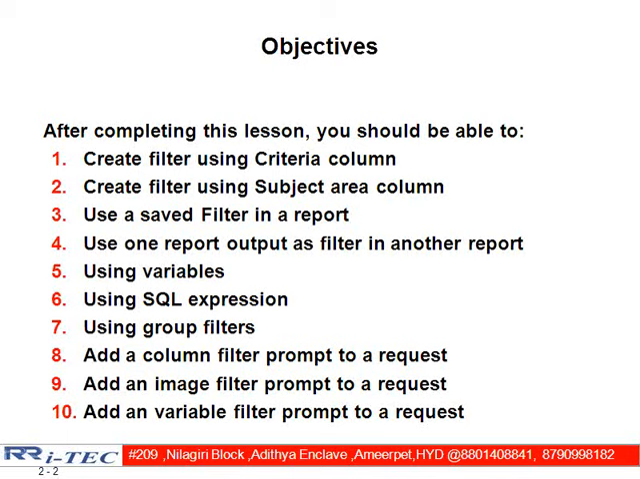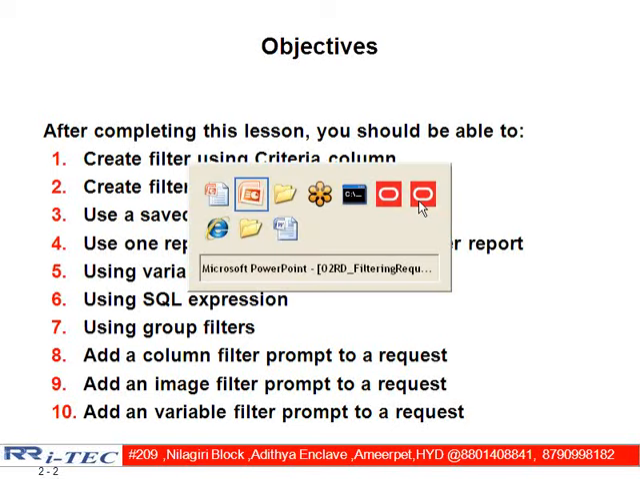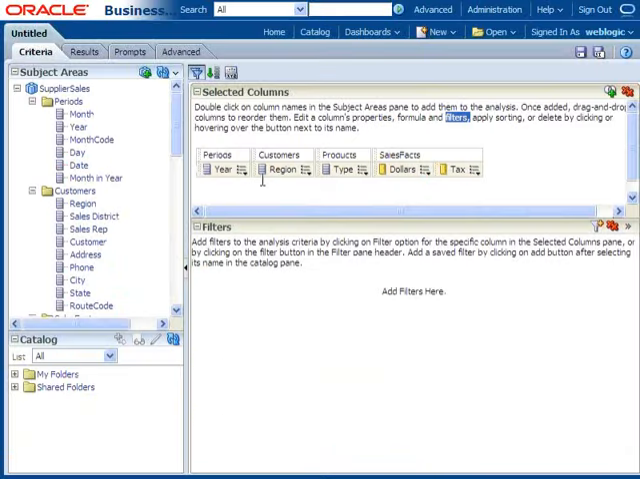First one is called create filter using criteria column. What do you mean by criteria column here? I can say all these things are called criteria, and in the criteria we have all these columns. So they are called criteria columns.